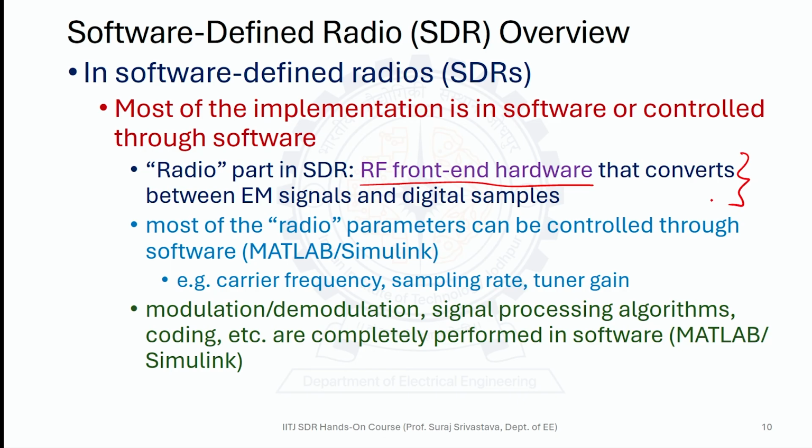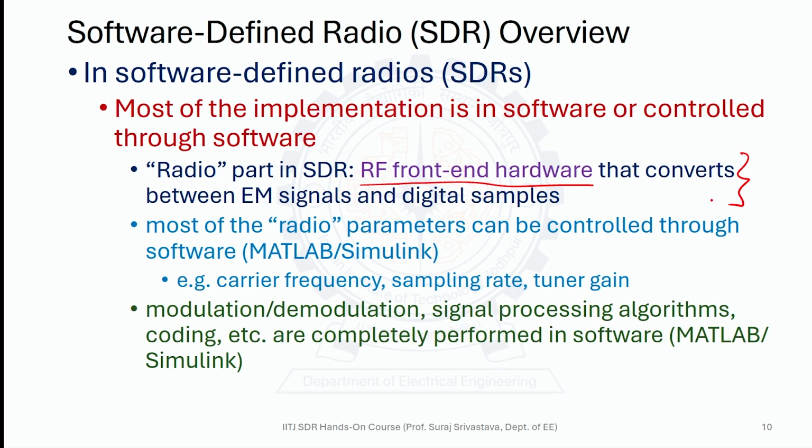Although it is in hardware, the important part here is that in a software defined radio system, this radio part can also be controlled through software. For example, changing the carrier frequency, changing the sampling rate or tuner gain can be adjusted from the software. We will show you how this is done. Basically, when we have a software defined radio system, the SDR device is connected to a MATLAB Simulink environment, and through the MATLAB Simulink environment you can control various parameters.